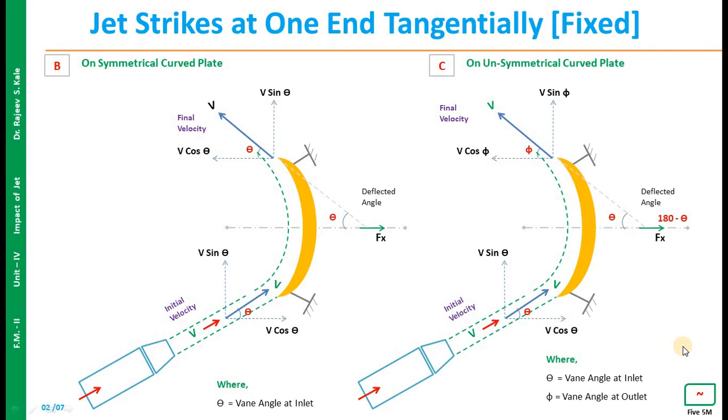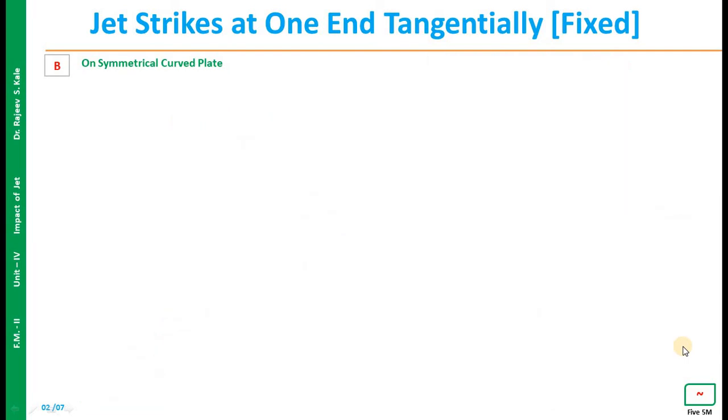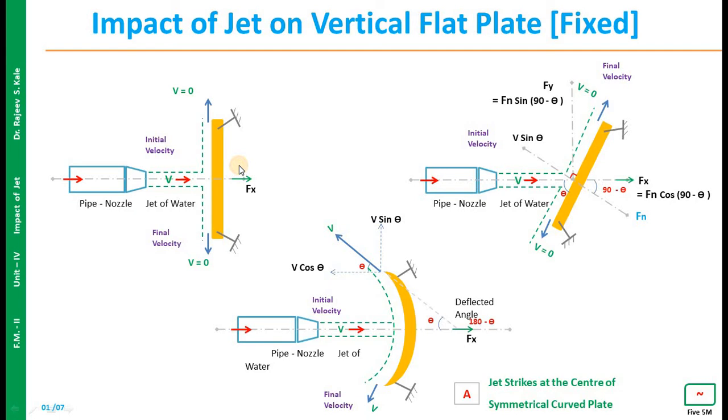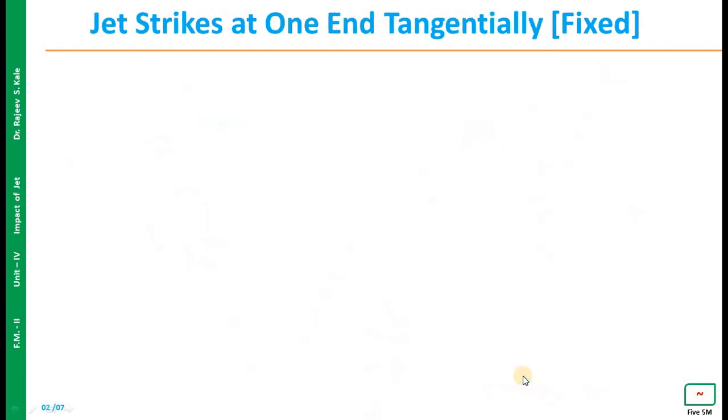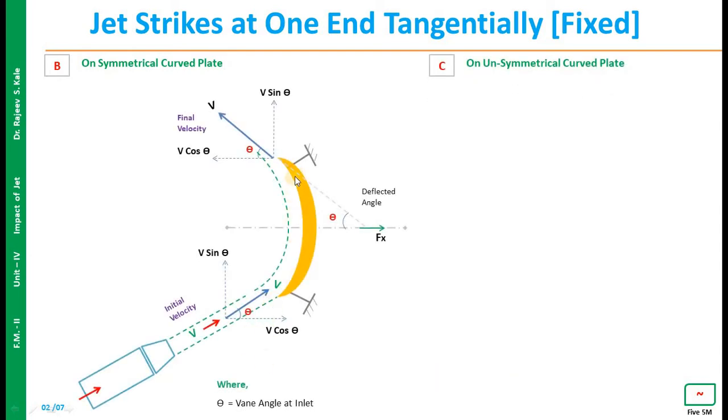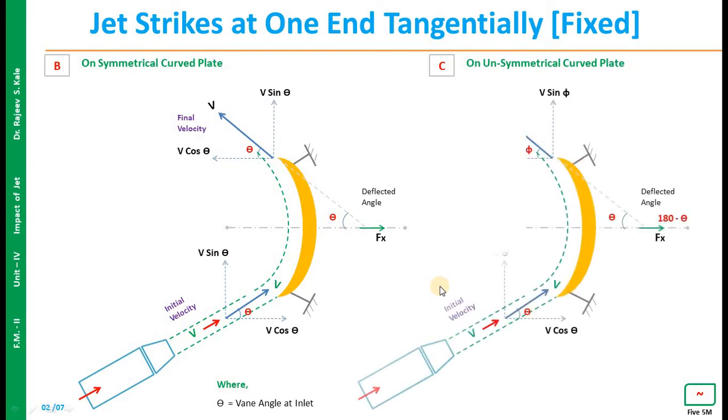So these are the 5 situations in which we have to estimate the impact of jet. Clear? The first situation is the vertical plate, then the inclined plate, then the symmetrical curved plate with impact of jet on the center, impact of jet on one end tangentially for a symmetrical curved plate, and impact of jet at one end tangentially on an unsymmetrical curved plate. So there are the 5 situations. The plate is fixed. In all the cases, the plate is fixed.